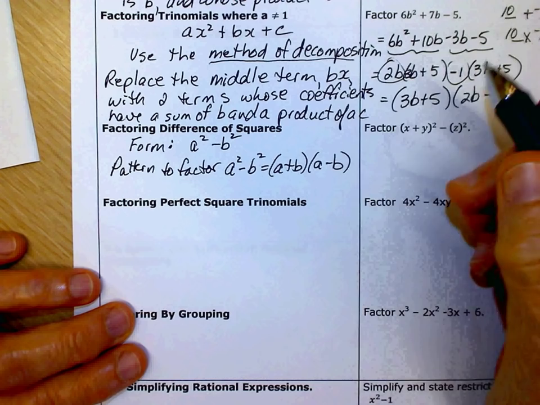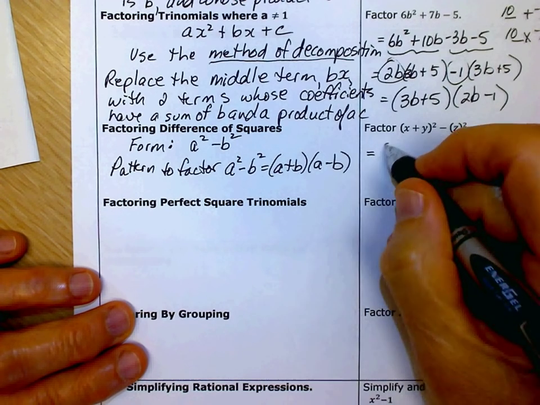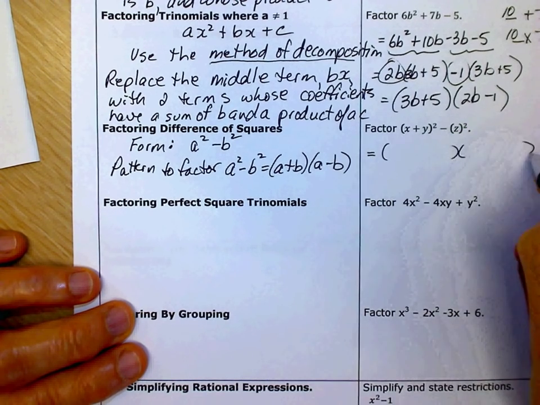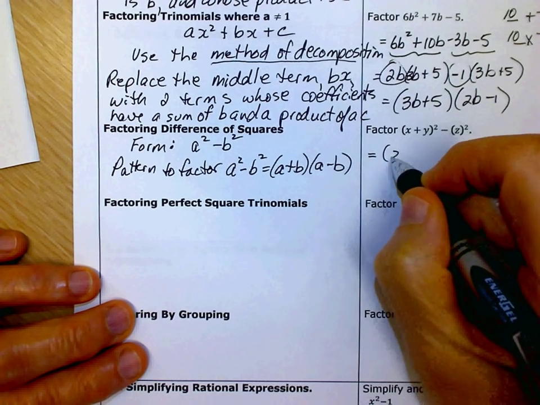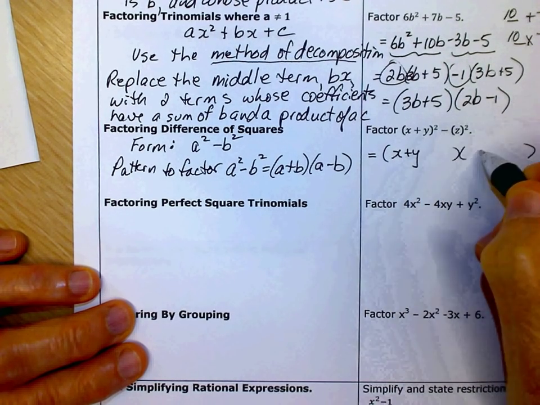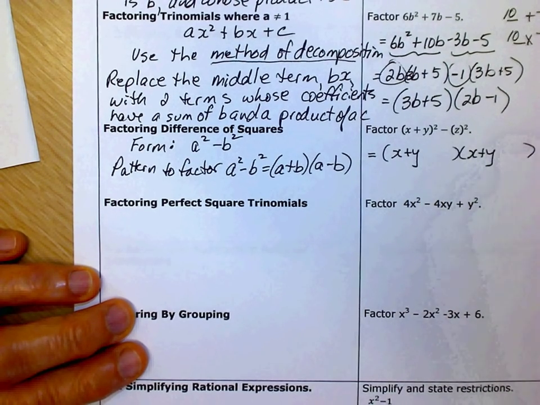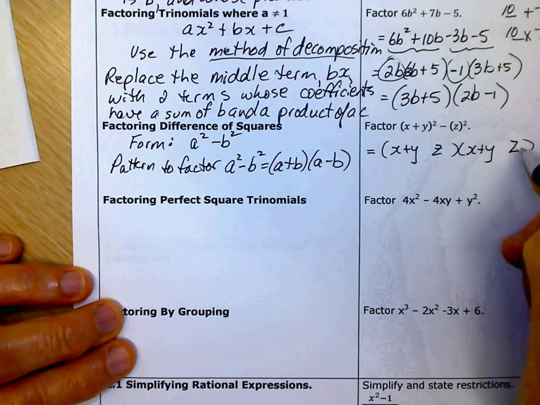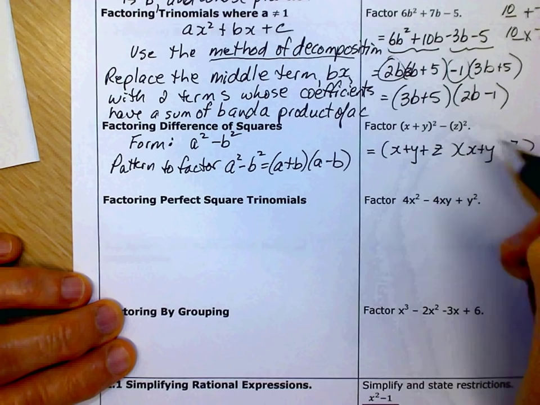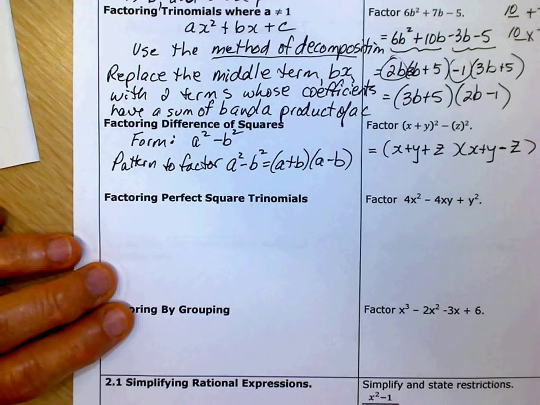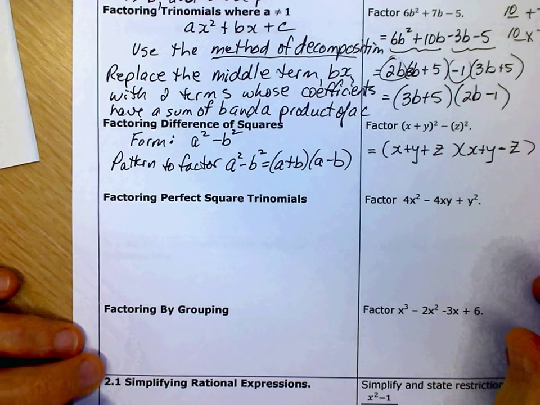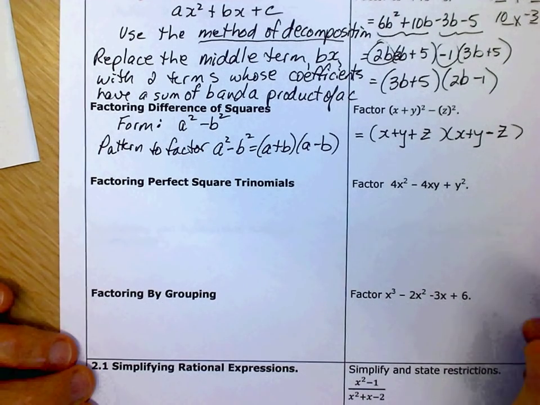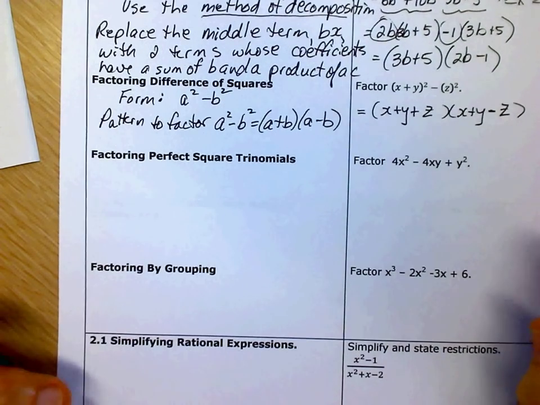So I can just put down my brackets. x plus y is the square root of the first term. Okay? z is the square root of the last term. One is a plus and one is a minus, and it's done. That's the beauty of difference of squares. If you can see the pattern, it makes your life so much easier.